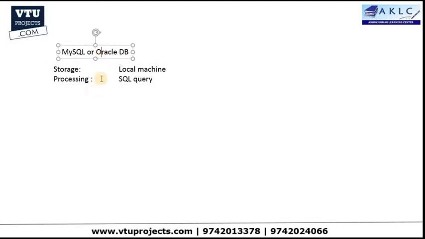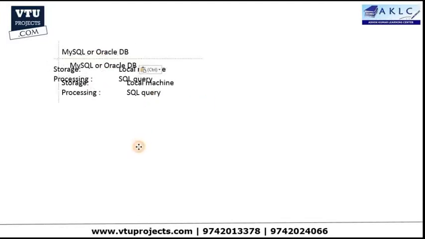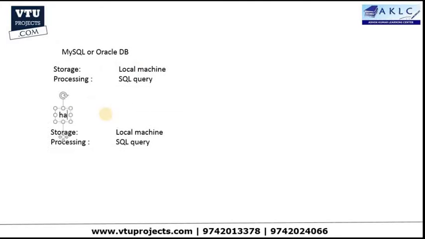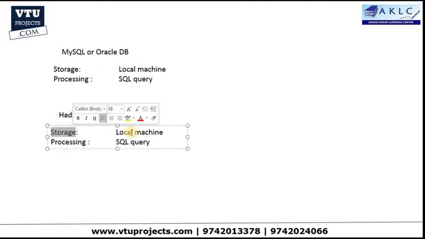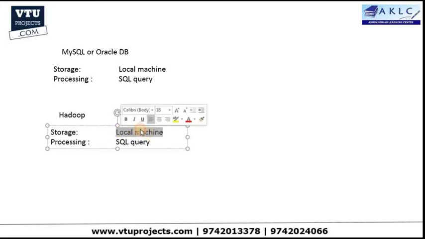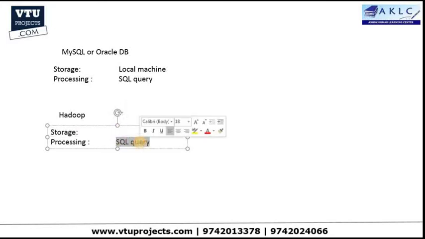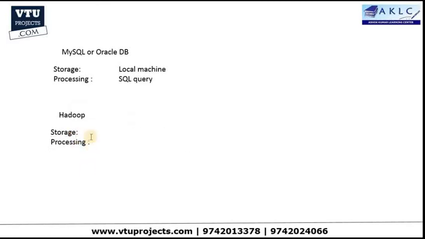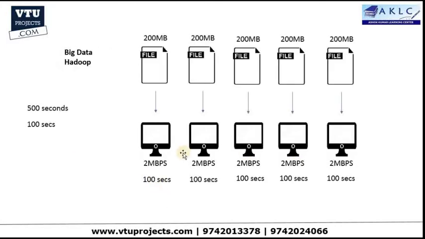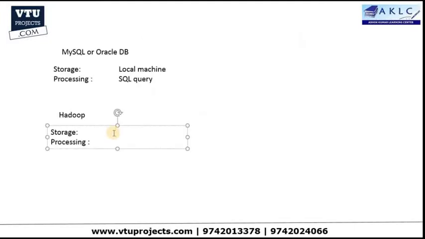Hadoop also does the same thing. Hadoop provides capability for storing the data, and Hadoop also provides support for processing the data. How does Hadoop provide support for storing the data? As you saw earlier, it will not store the data in a single machine. It will store the data in distributed machines, in multiple machines. We call that HDFS. The full form of HDFS is Hadoop Distributed File System.